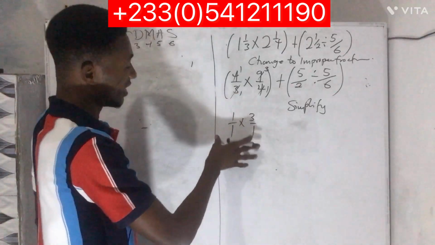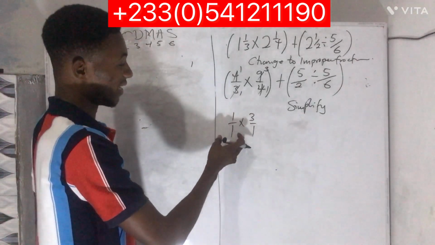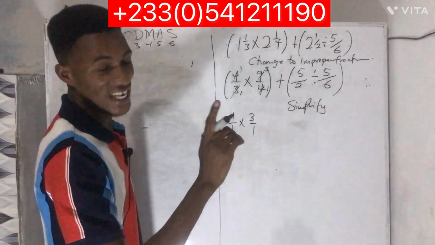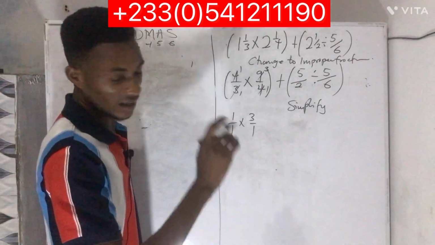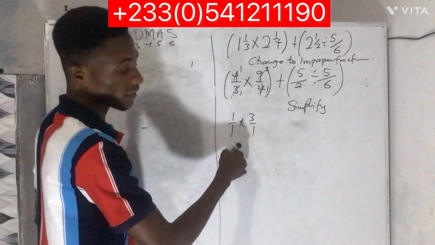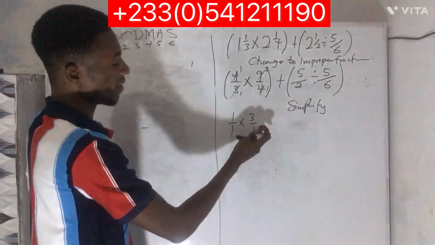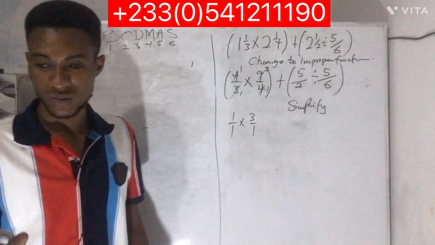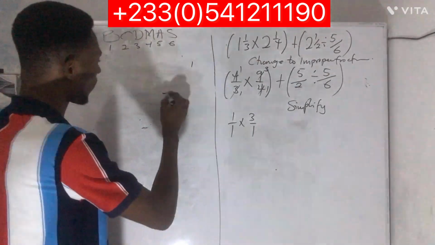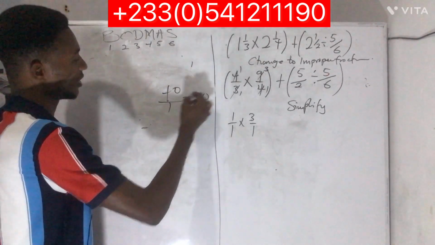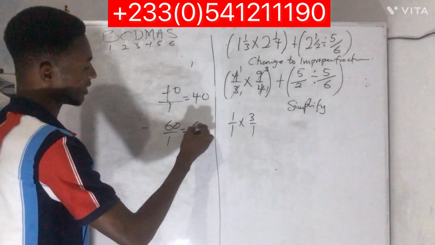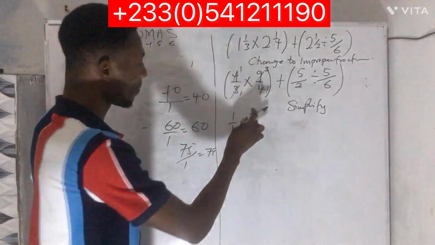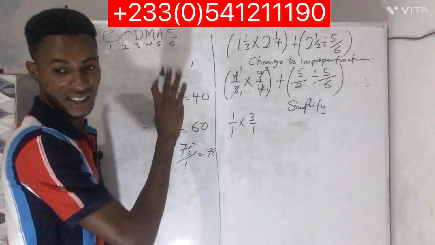You get it? So this one, any number divided by itself, okay? Any number divided by itself is equal to 1. And any number multiplied by 1 is the same number. So since we have 1 divided by itself, the answer is still what? 1. And 3 divided by 1 is what? Any number with a root of 1 is what? The same number. So let's say we have 40 divided by 1. The answer is still 40. 60 divided by 1. The answer is still 60. 75 divided by 1. The answer is still what? 75. Do you get it? So any number with a root of 1 has what? This is the same number.